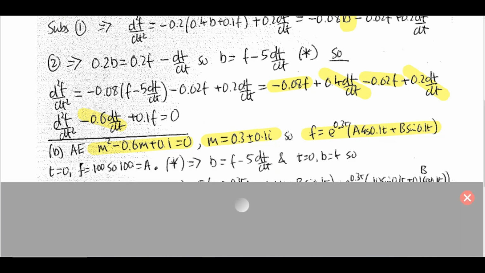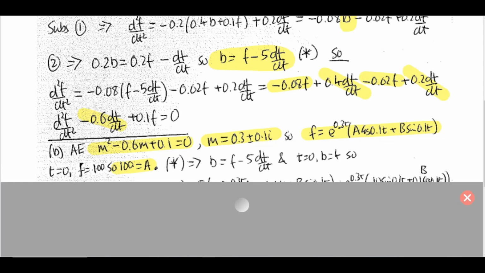Because we know that when t is 0, f is 100, if you replace f with 100 on the left-hand side, when t is 0, e to the 0.3t is going to be 1. A cos of 0.1t is a, because cos 0 is 1. B sine of 0.1t is 0. So that's all right. So we already know that a is equal to 100. Then, to get my expression for b, I'm going to use the following. I know that b is f minus 5 df by dt. We wrote that down earlier, and we know that when t is 0, b is 4.